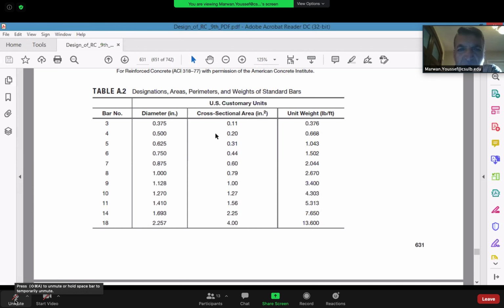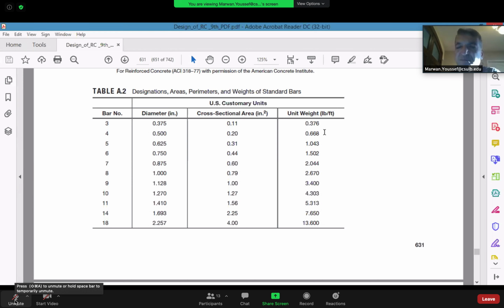Okay? Now, also it gives you the cross-sectional area of this number. For example, number 3 bar, the area is 0.11 inches square. Number 4, the area is 0.2 inches square. We already used these tables. Another column here is the weight, unit weight in pounds per foot. Let's say you're using number 4 bars. Every foot of a number 4 bar weighs 0.668 pounds.